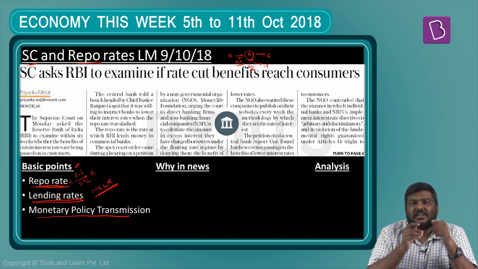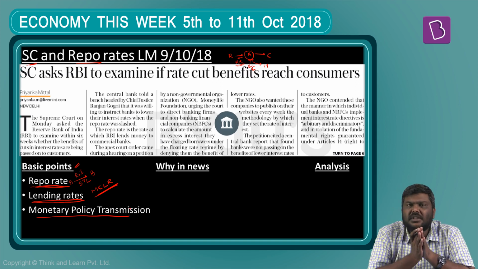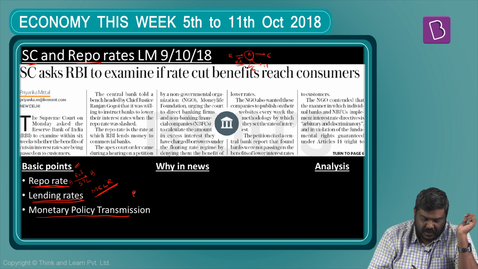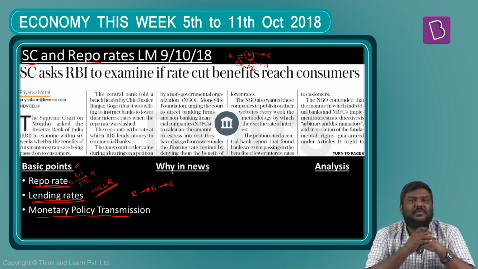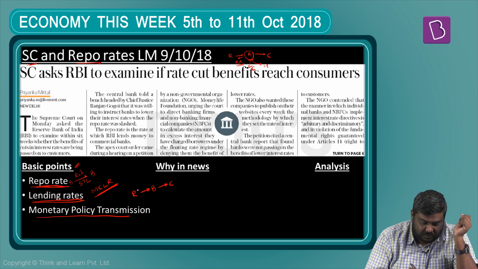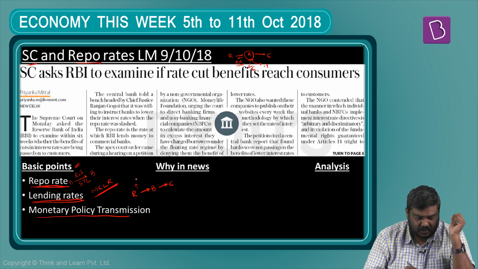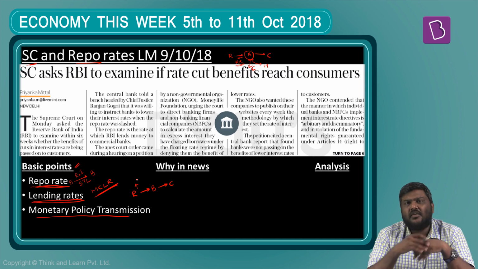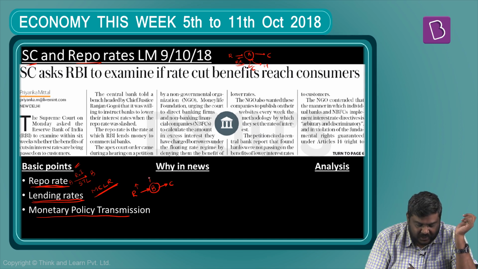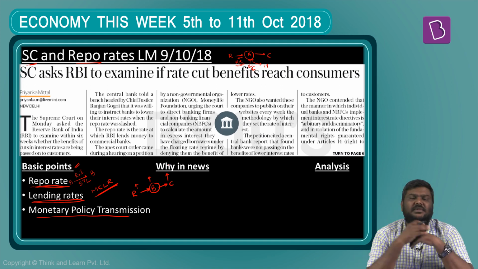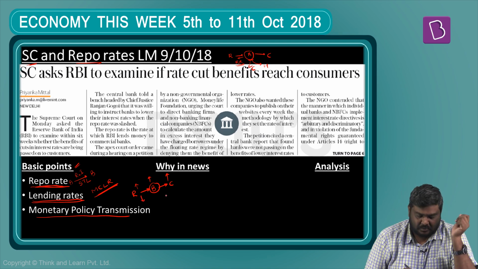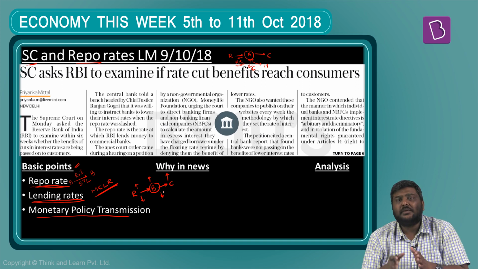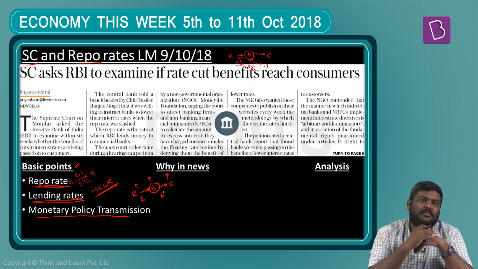Next one is monetary policy transmission. What is monetary policy transmission? Let's assume here is RBI. RBI will give a loan to a bank. The bank in turn will give a loan to a customer. Now, if RBI increases the repo rate, obviously the cost of borrowing for the banks will increase, and in turn they will also increase the lending rate on the loans given to customers. And vice versa, if RBI reduces the repo rate, banks should also reduce their lending rate so that the benefit is transferred to the borrowers in the market.